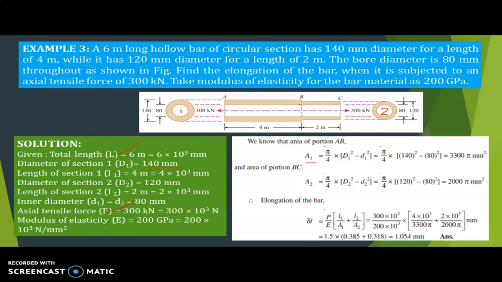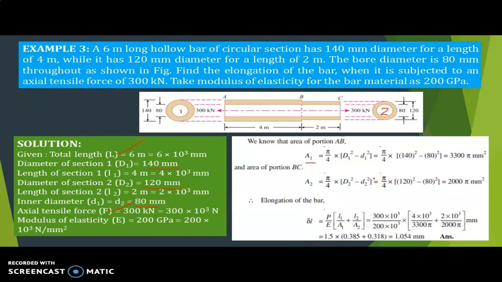Next, consider the portion BC. Now what is A2? Pi divided by 4 into capital D2 square minus small d2 square. So what is that? Capital D2 is 120 here. This 120 minus small d2, which is the same, that is 80. Okay, 80. Substitute, you will get the answer.